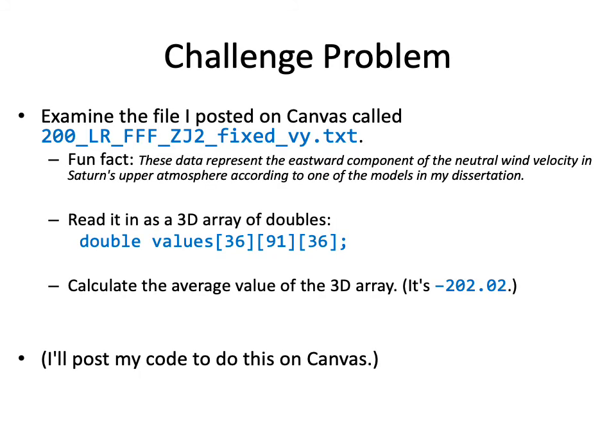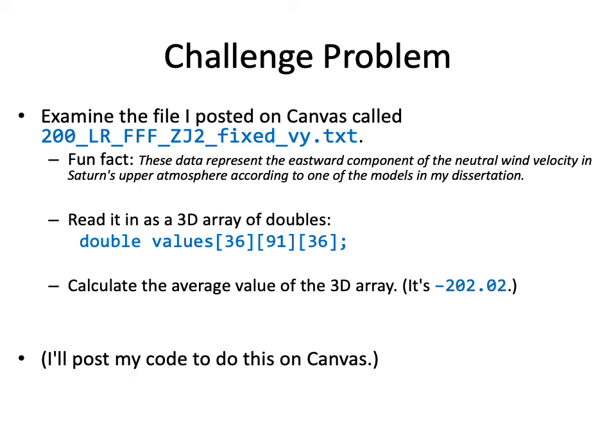For a challenge problem, I made a data file based on some of the data that I used for my dissertation. One of the models in my dissertation models Saturn's upper atmosphere in certain circumstances, and one of the variables that I output is this 3D grid in latitude, longitude, and height of the different eastward winds. That is a variable called Fy, and there's a model name in this file. So this is the eastward winds from Saturn's upper atmosphere in meters per second from this one model.